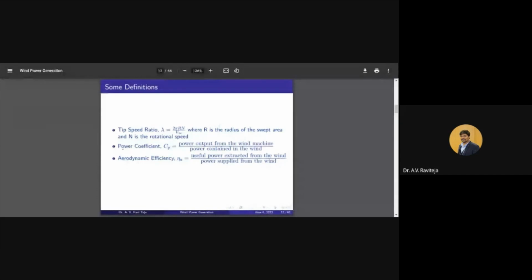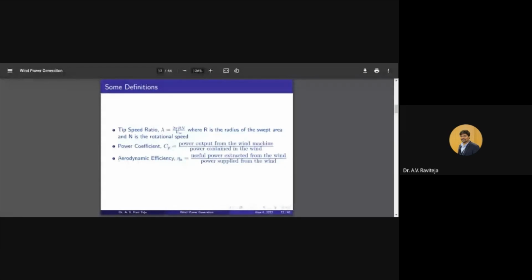Okay. And power coefficient is defined as the power output from the wind machine divided by the power contained in the wind. So how much power I am trying to get from the wind machine, that is the turbine, divided by how much power is contained in the wind. This will always be less than 60%, because we cannot extract more than 59%, as we have seen in the Betz limit in the previous slide. That is a theoretical limit, so this tells us the practically possible limit.